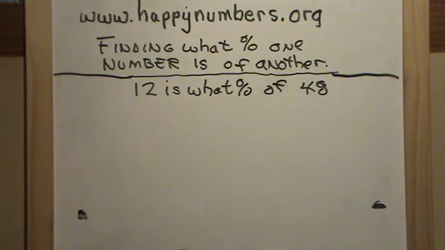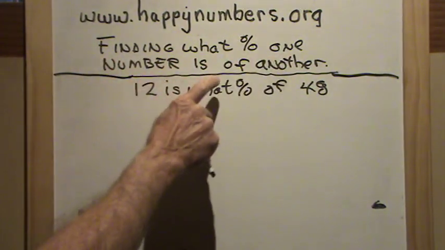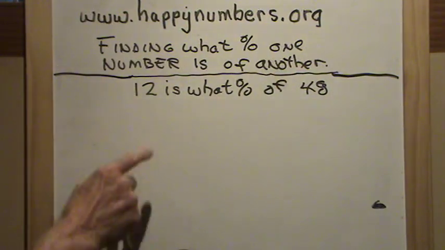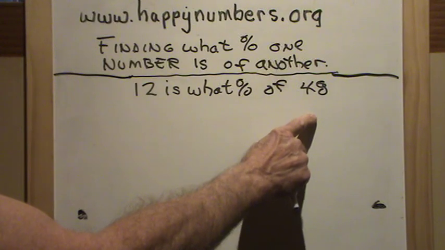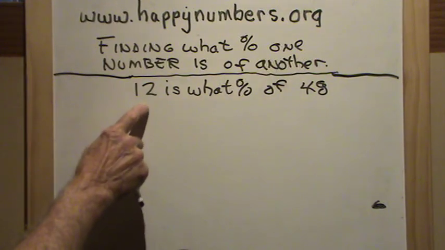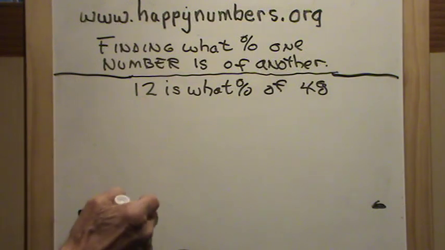www.happynumbers.org. Today's lesson we will be finding what percent one number is of another. Let's look at this example. 12 is what percent of 48? Well, 12 is part of 48. We want to know what percent that is. So the skill set is very simple.